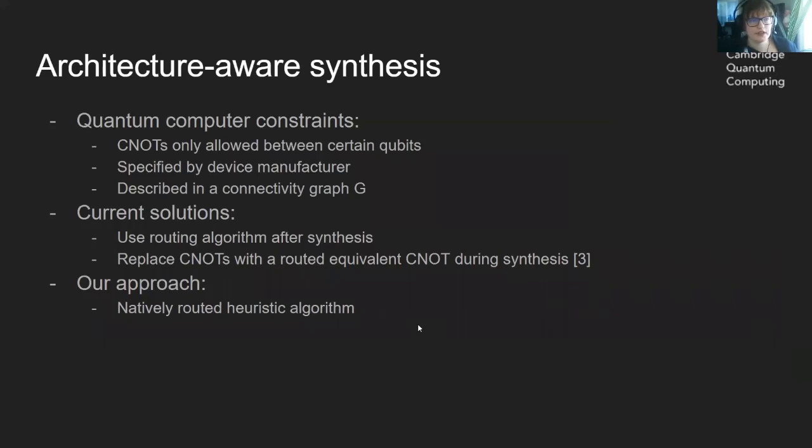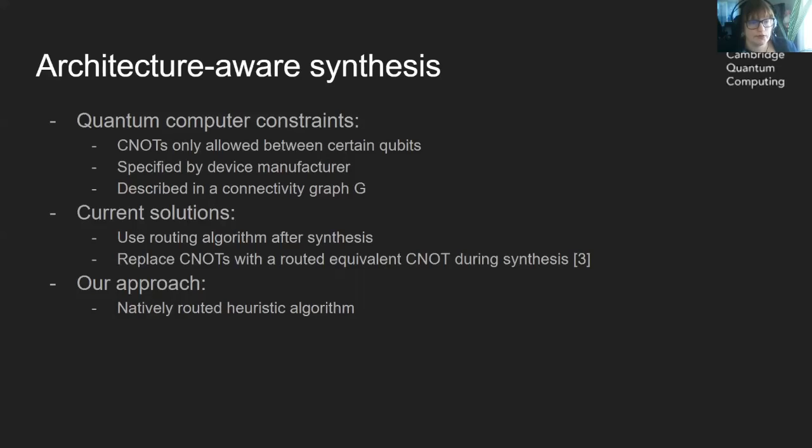So how do we synthesize a phase polynomial such that it can be directly run on a given quantum computer's architecture? CNOTs are only allowed between certain qubits, which is specified beforehand and can be described in a connectivity graph. Usually, the connectivity constraints of a target device are completely ignored during synthesis and only dealt with later during routing. Although this will result in a suitable circuit, this could introduce many unnecessary swap gates, making the circuit less optimal.